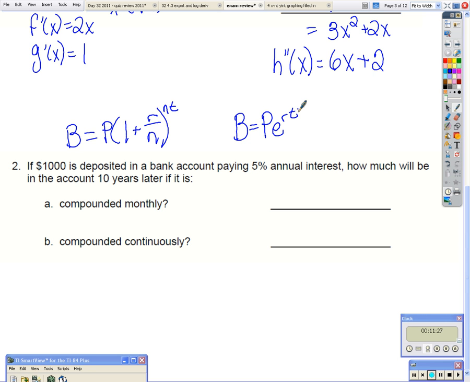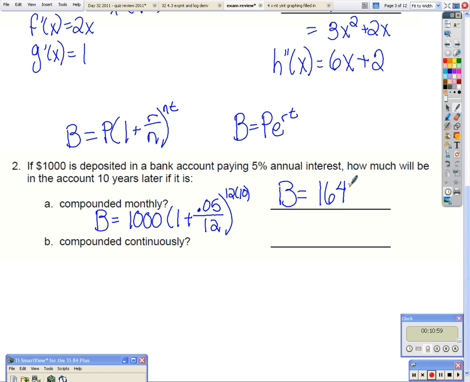So for part A, the money I'm going to get as my balance, so 1,000 is the principal. My interest rate is 5%. It's going to compound monthly, so that's the time period of 12, for 10 years. So I can plug all of this into my calculator, and as an answer, I will get $1,647.